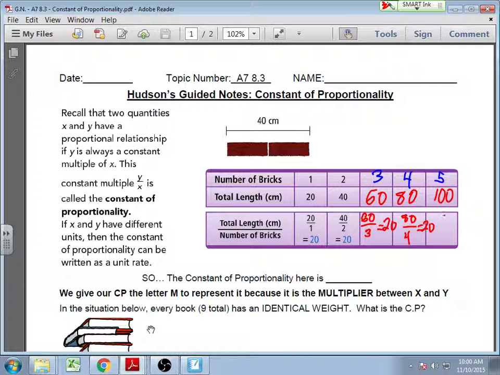So since it would be 20 compared to 1 or 20 over 1, we really just say it's 20. So the constant of proportionality is 20, and that means that I can write an equation to say that Y, the total length, will just be 20 times the number of bricks.